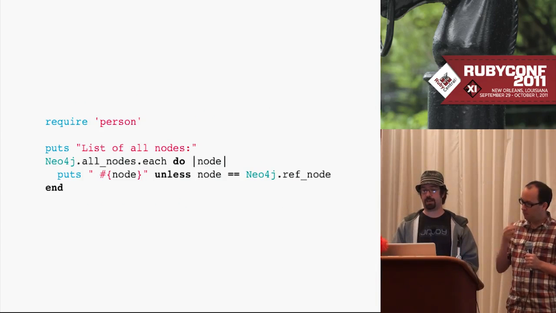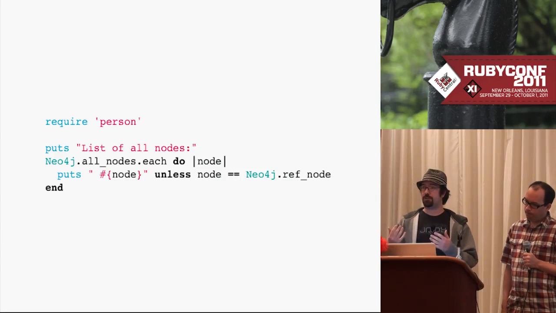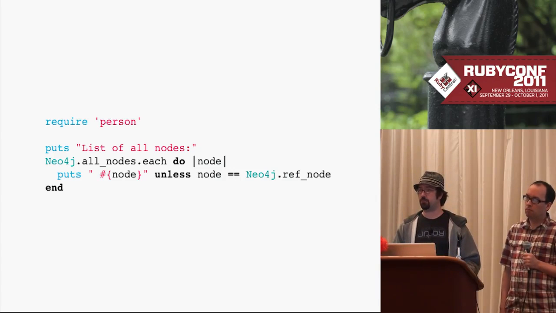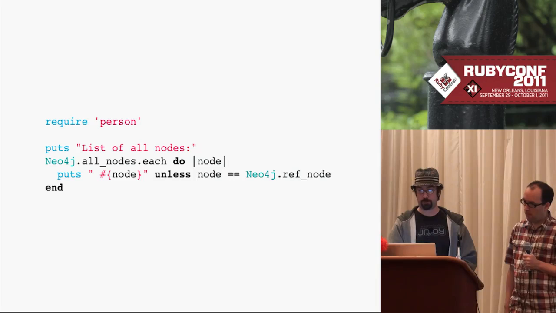And then, of course, simple things like being able to walk all of the different objects that are in the graph database, all nodes.each, and just walk and check each of them. Interestingly here, Neo4j will pass you the ref node when it's done walking the graph, so you know that you've actually completed the full walk.